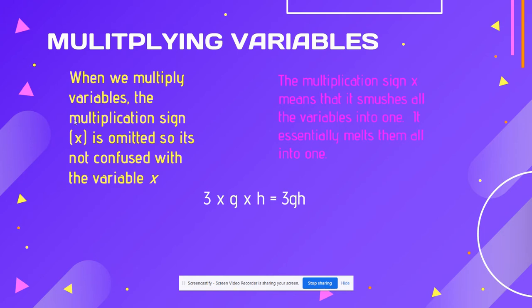So here we've got 3 times g times h, which gives us 3gh. So we smush them all together, okay? If we look at 3gh, we know that it's 3 times g times h, but we don't show it. If we've got this one, we smush them all together, and we've got 2 times x to the power of 2 times y. That little 2 there belongs to the x. Those two can't be separated.